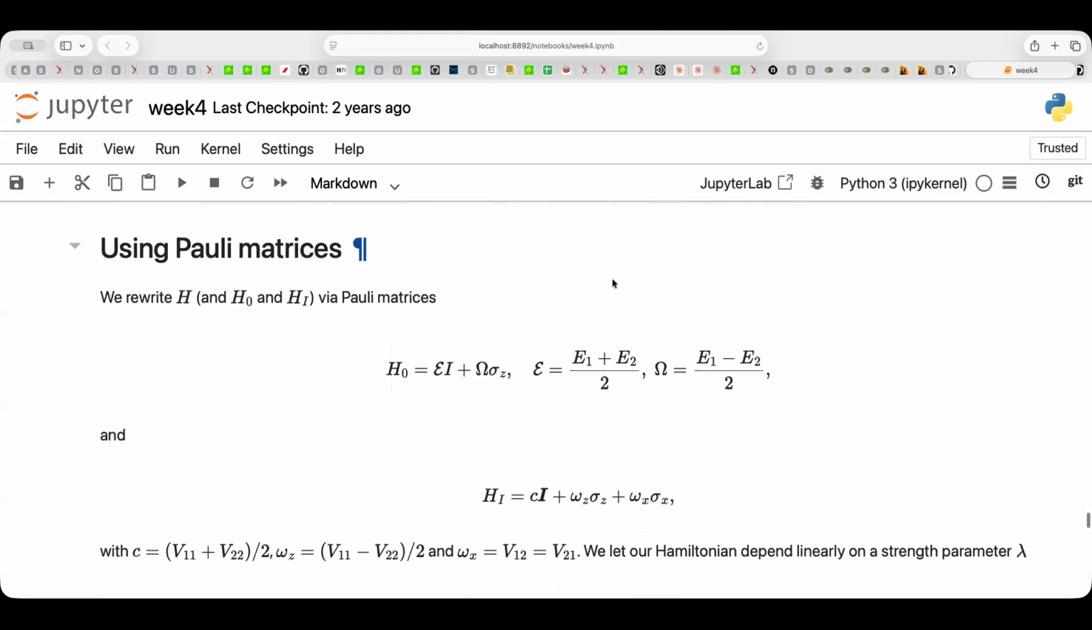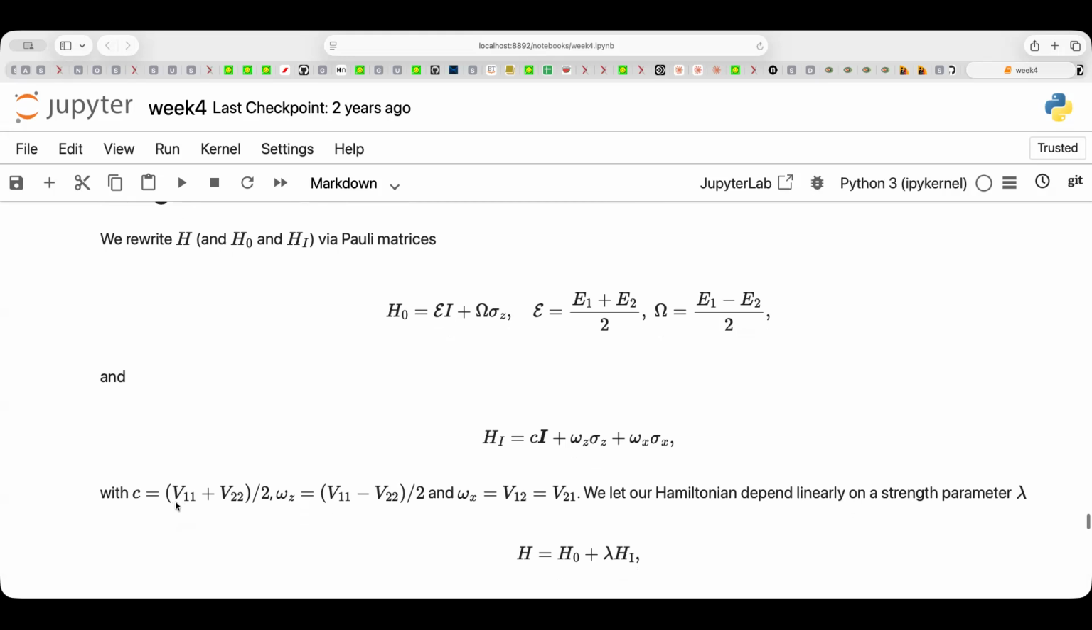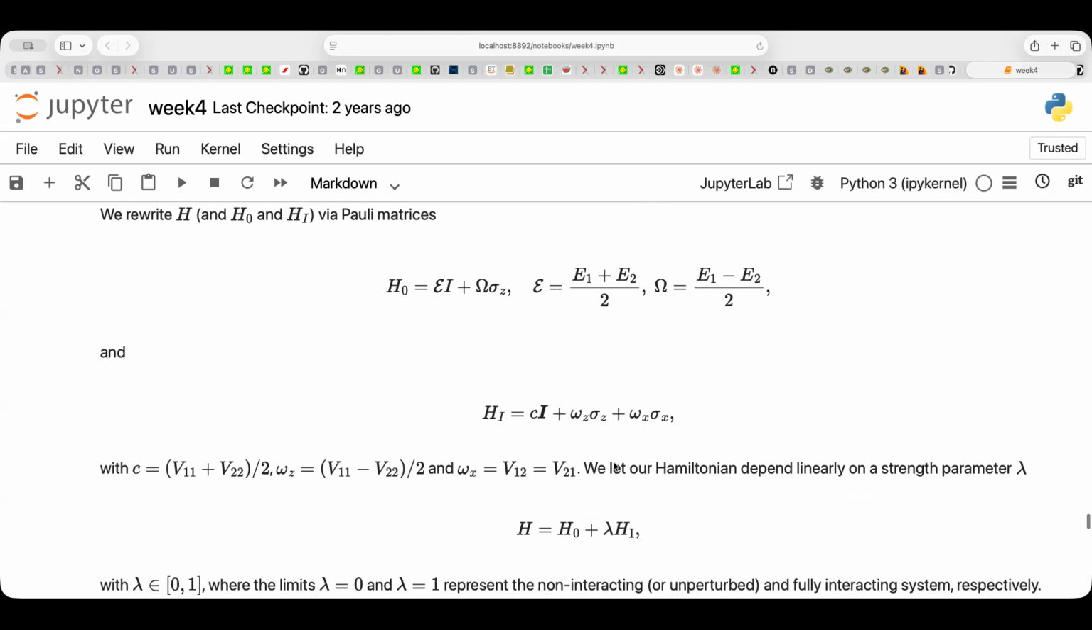you will now see that I introduce this trick, where I have this epsilon, which is E1 plus E2, and this omega as E1 minus E2. If I bring these together, I can rewrite the H0 part, the diagonal, in terms of a diagonal matrix plus a Pauli Z matrix. That's the first step. Then I can take the interaction by simply manipulating the diagonal terms of the interaction and the non-diagonal ones. And then I can rewrite the Hamiltonian in terms of a Pauli Z, Pauli X, and an identity matrix. So that's the Hamiltonian.